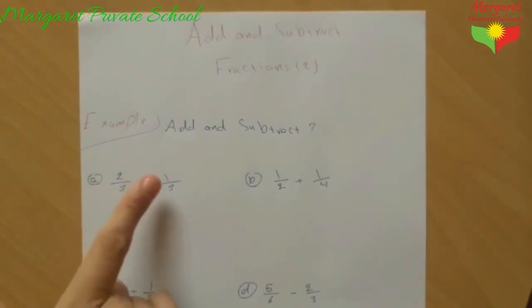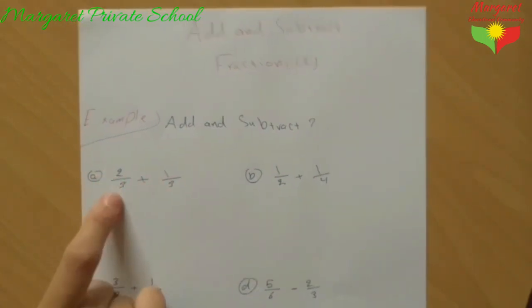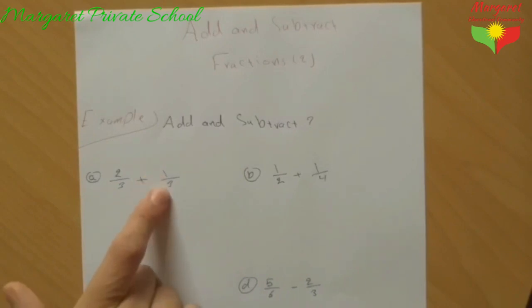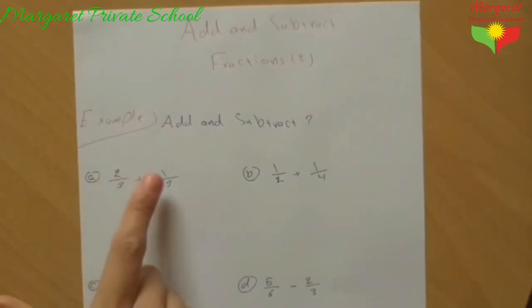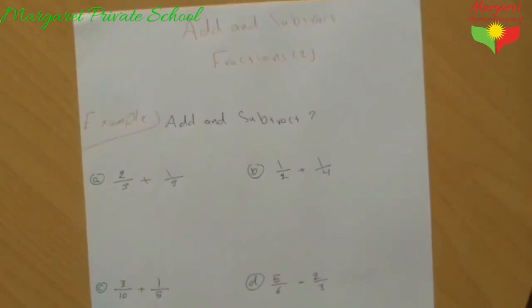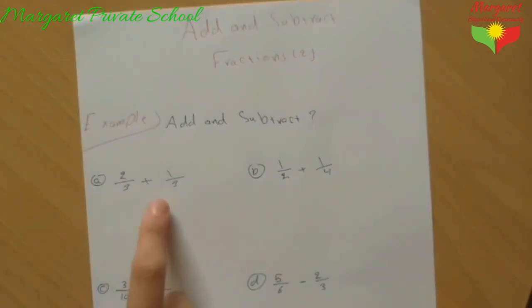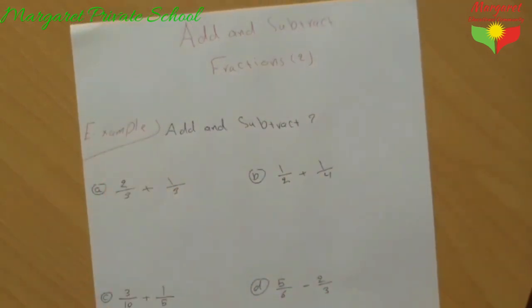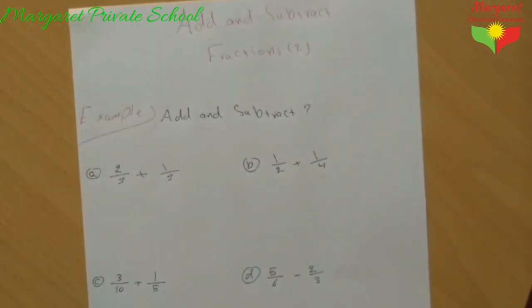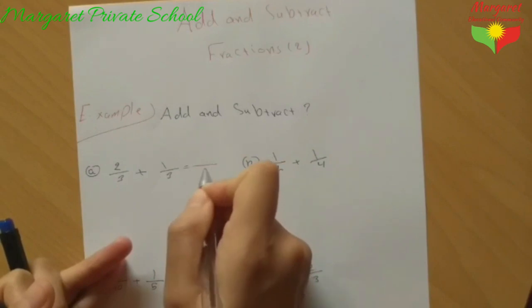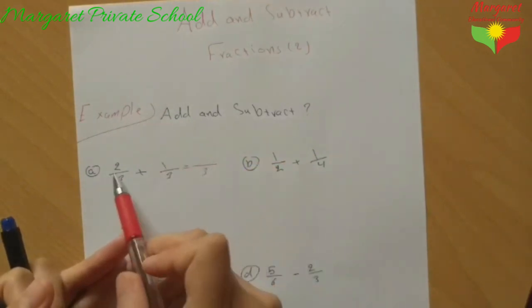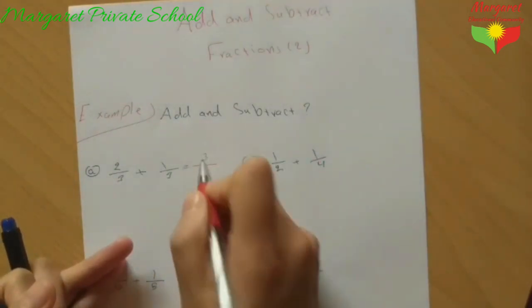2 third, 1 third, 2 out of 3, 1 out of 3, 2 over 3, 1 over 3, 2 divided by 3, 1 divided by 3. Okay, now because we have two fractions with the same denominator, the easy way is just adding the numerator. Write the denominator: 2 plus 1 is 3.